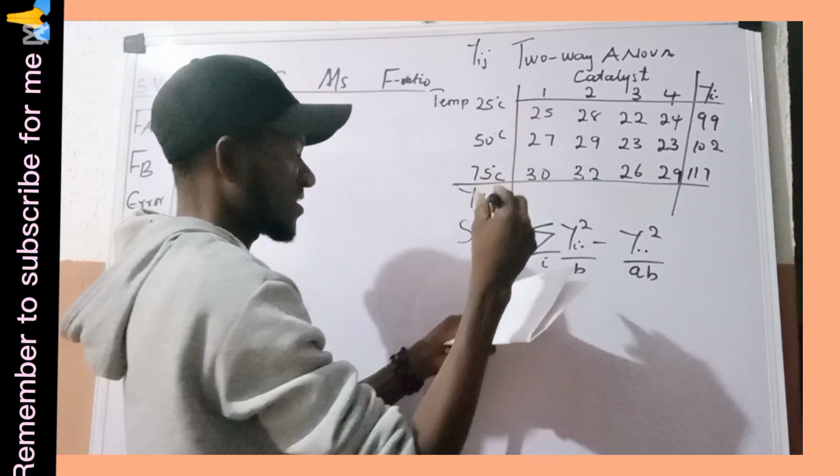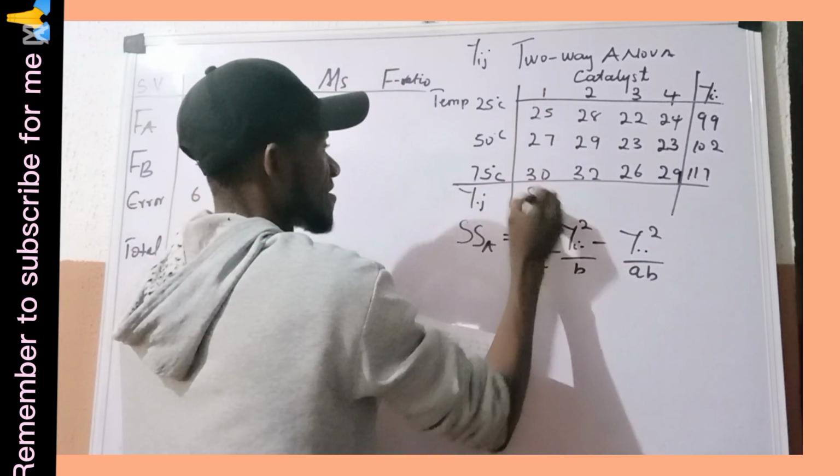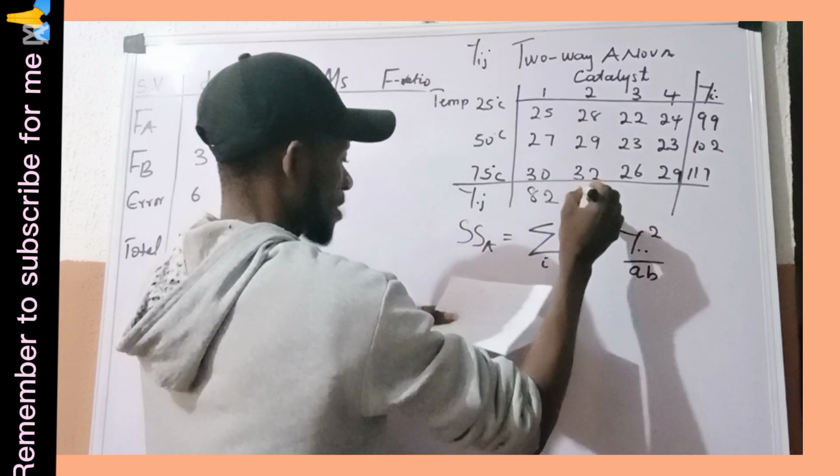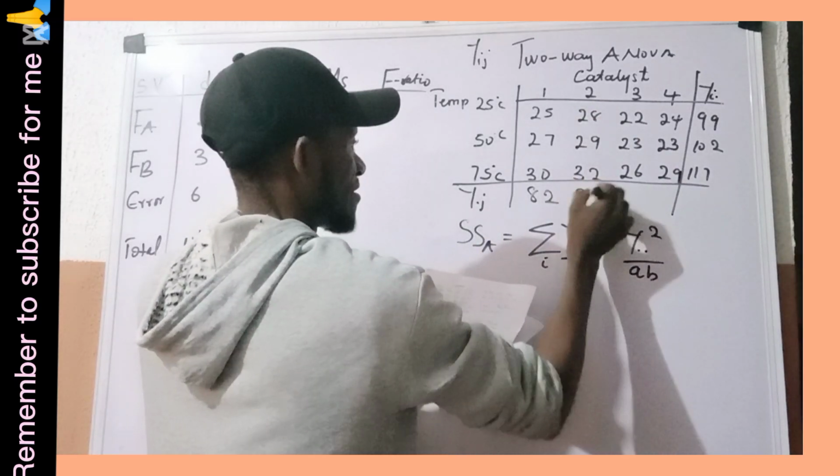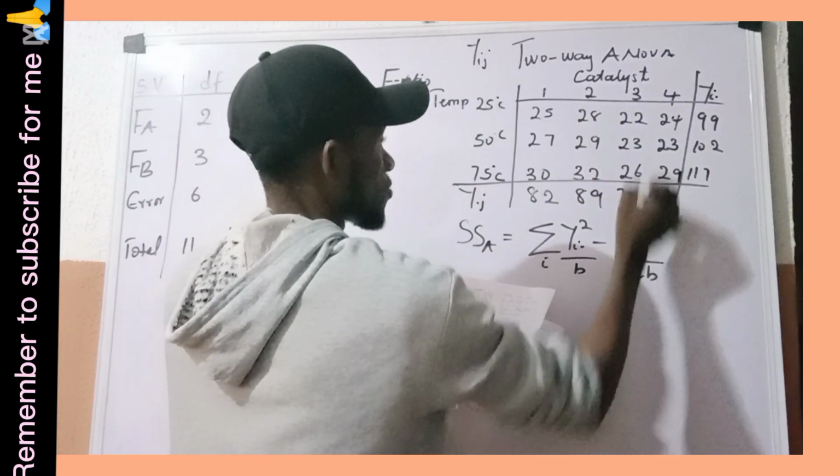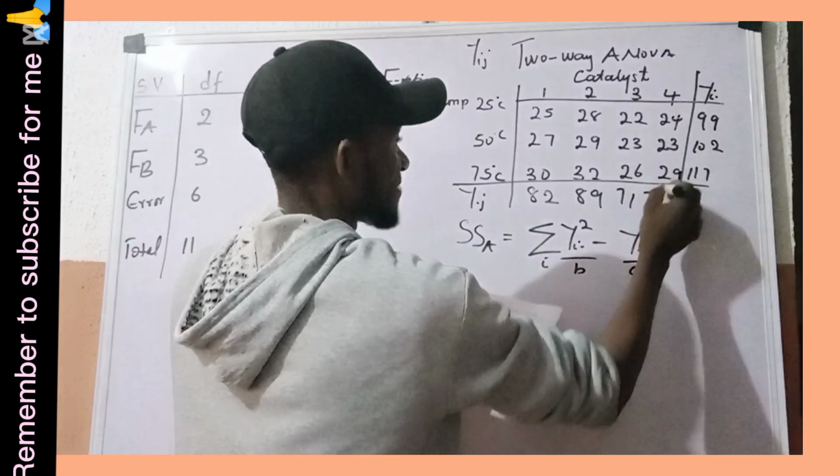So in that case, I am now going to sum these ones. If I sum this one, the answer here is 82. If you sum this one, you get 89. If you sum this one, you get 71. And if you sum this one, you get 76.